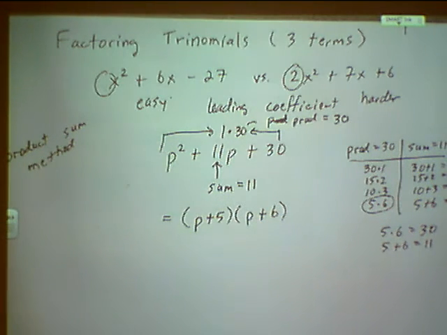So once you determine your product and sum, then you're going to try and find two numbers that when you multiply the two numbers together, they equal the product. But then when you turn around and add those same two numbers, they equal the sum. And once you find two numbers that do both those things, then you've got your factors. Let's look at another example.